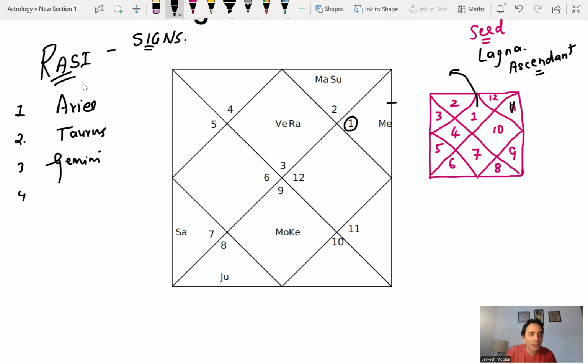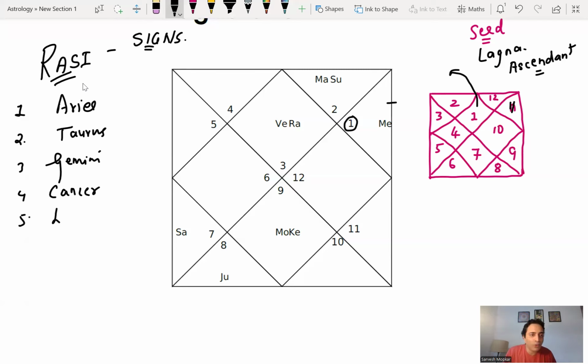The fourth is Cancer, and I highly condemn this name. All right, I don't like this name, Cancer. It could have been something really beautiful, okay, because it's a beautiful sign. Kark Rashi, something to do with the emotional side of things, the nurturing side of things, the feminine side of things. All right, but let's call it Cancer, okay, Kark Rashi.